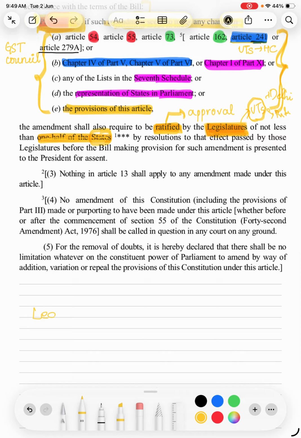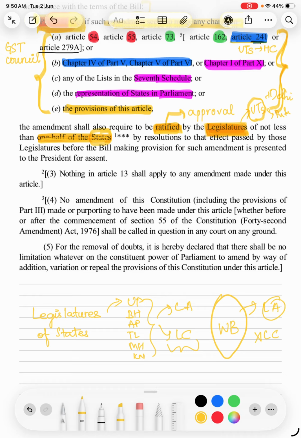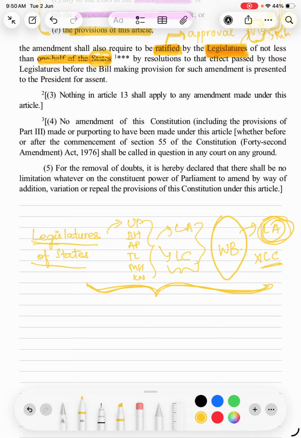And one more question: you do have legislatures of states, right? Some states like UP, Bihar, Andhra Pradesh, Telangana, Maharashtra, Karnataka have a legislative assembly and a legislative council. They have two houses. But other states have only one house, the legislative assembly. West Bengal, for example, doesn't have a legislative council. So shall it be passed by both the houses or only a single house? This question might have come into your mind, since some states have both houses and some only one. Let's not guess, let's see what the constitution says.